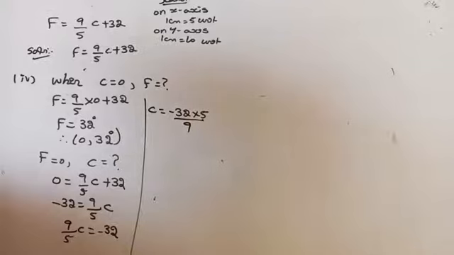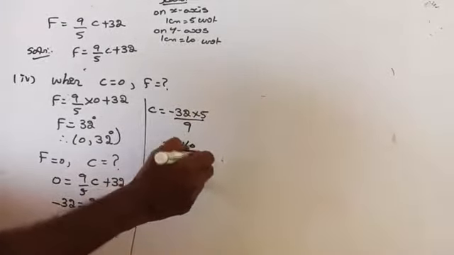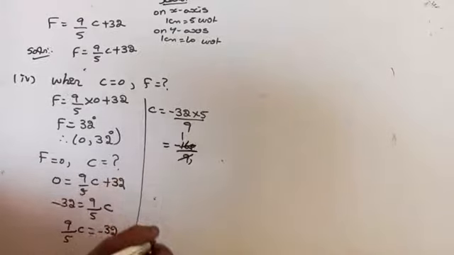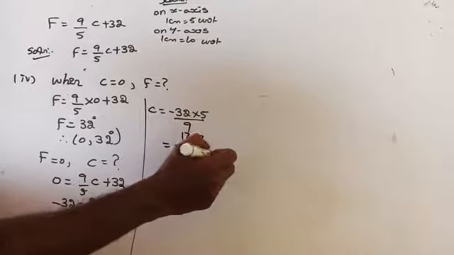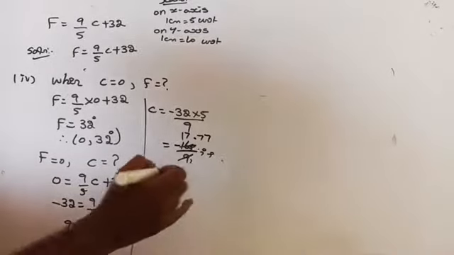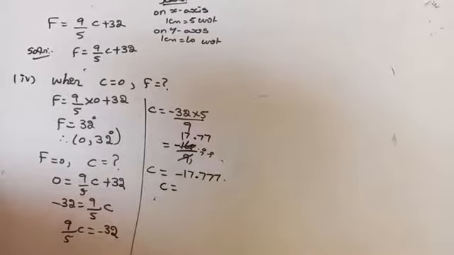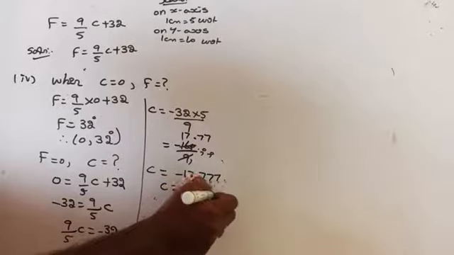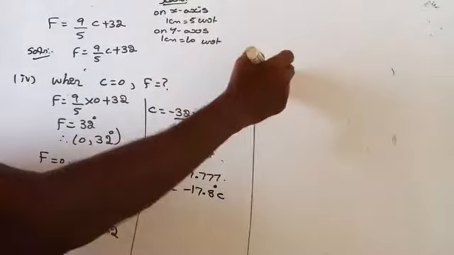32 into 5 is 160. 30 into 5 is 150, 2 into 5 is 10, so 160. That is minus 160 by 9. 1 9 is 9, remaining 7. Am I right? 7 9s are 63, again 7, and it goes on. Then C equal to minus 17.77 and so on. So you can write C equal to minus 17.8 degree Celsius.